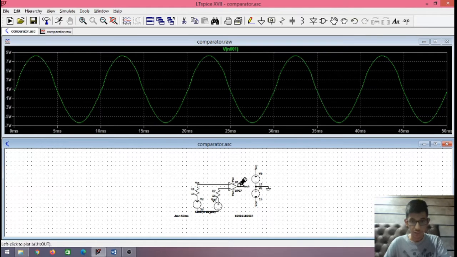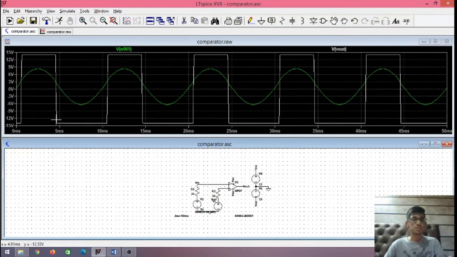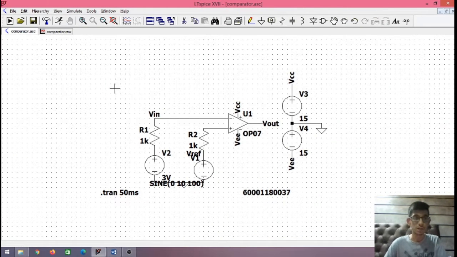This is our Vin and this is our Vout. So we see that for the positive cycle, let's plot the Vref too. As soon as the input goes above it, we get positive, and below it, negative. So this is what a non-inverting comparator does.